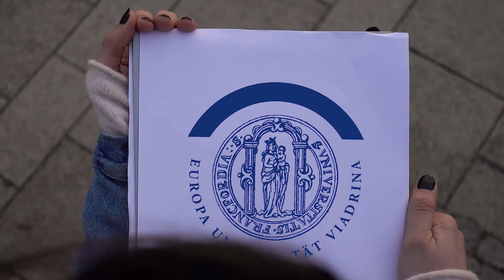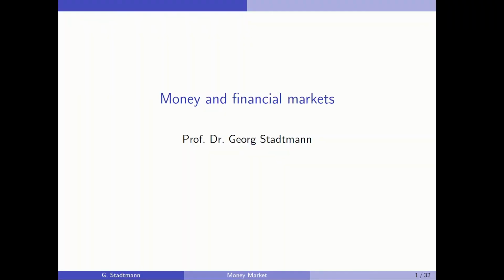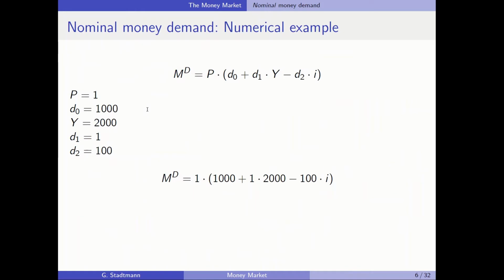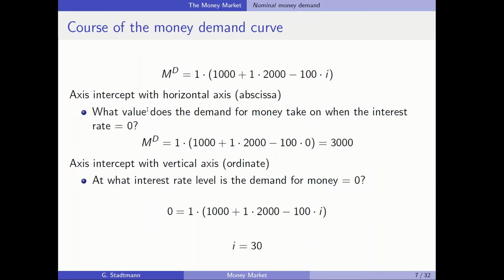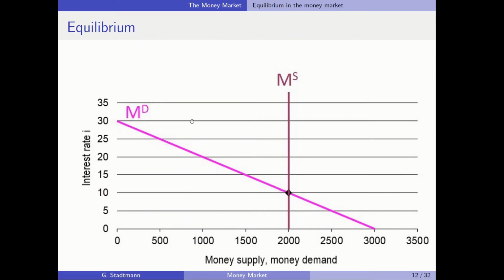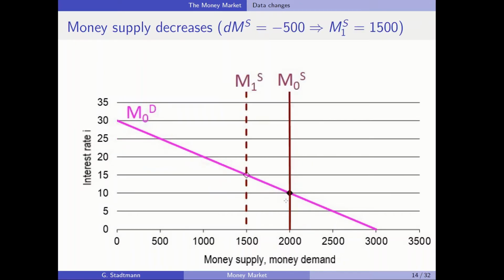Welcome back to class. In the first part of this chapter, we derived one model which deals with money demand and money supply. So we were able to derive this graph where the money demand relationship is downward sloping and the money supply curve is a vertical line. We also examined what happens if the central bank decreases or increases money supply.